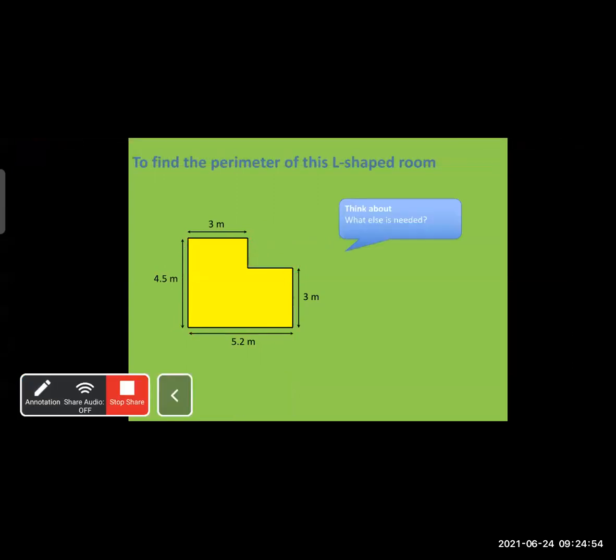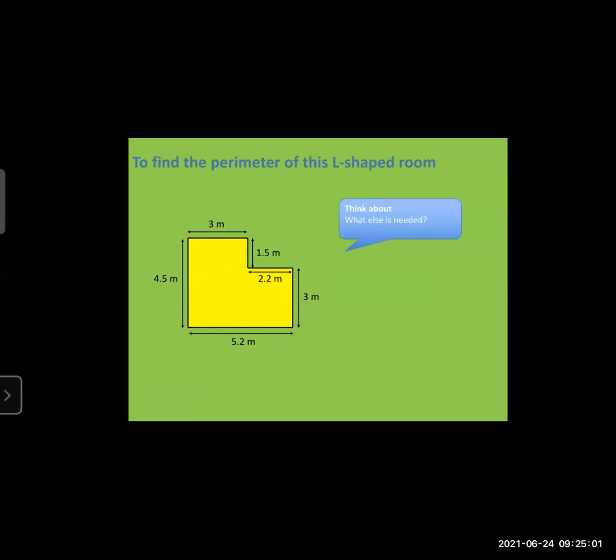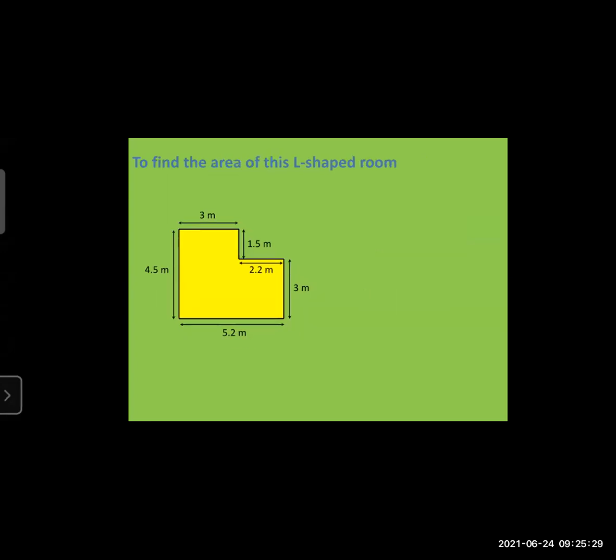So see, what else is needed? We needed this side. So we subtract 3 from 4.5 meter, we get 1.5 meter, and subtracting 3 from 5.2 meter, we get 2.2 meter. So in this way, we find the perimeter: add all sides, 3 plus 1.5 plus 2.2 plus 3 plus 5.2 plus 4.5, that is equal to 19.4 meters. So in this way, we find the perimeter of any shape.